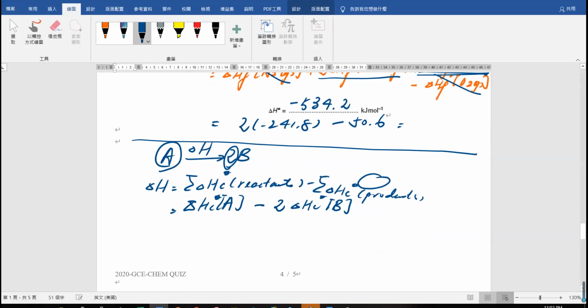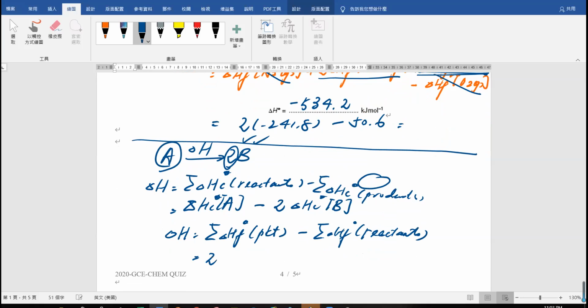But if instead of combustion, the formation is given, then it is the other way around. That will be the formation of product minus the formation of reactants, okay? Then your equation will be formation of product here, 2 times formation of B, because B is a product right now, minus the formation of reactant, which is A. Okay, so it really depends on what sort of data is given in the exam.